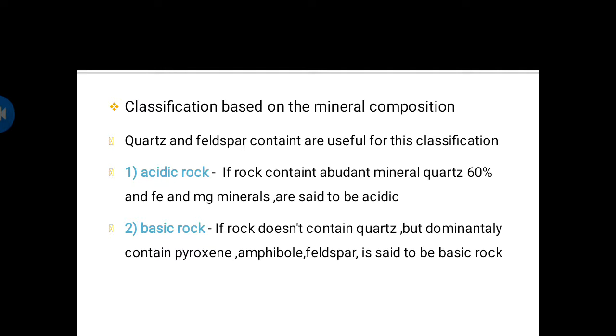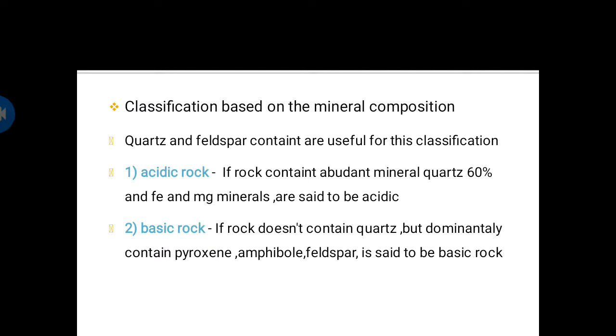Pyroxene, amphibole and feldspar are very dark color minerals. So if these minerals are present in a rock and there is no quartz, the rock appears very dark in color, and this is called a basic rock. So we can identify this classification by naked eye too.